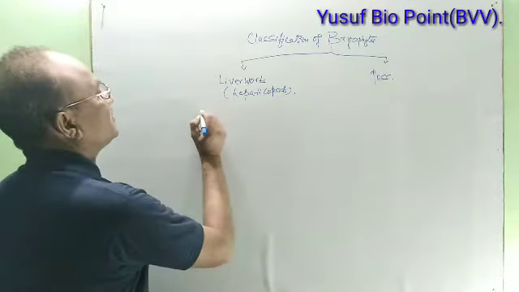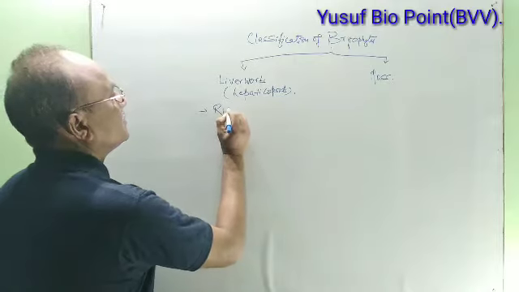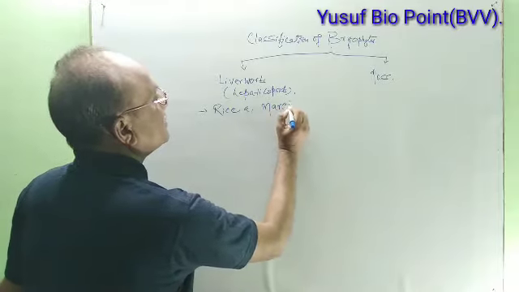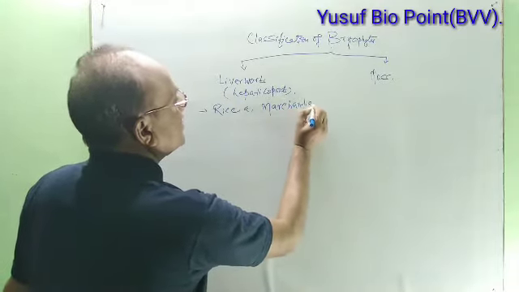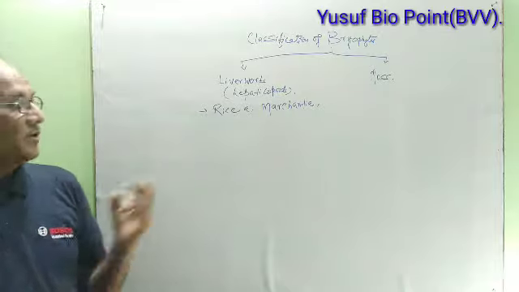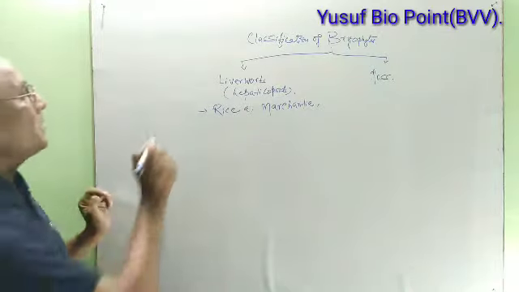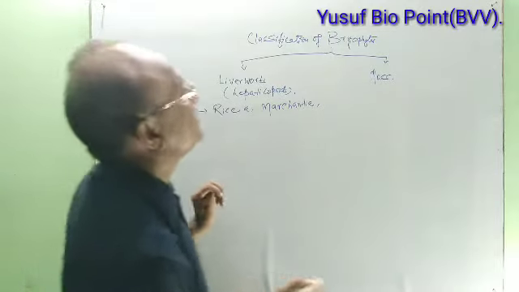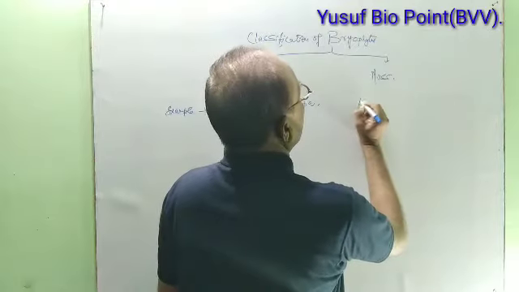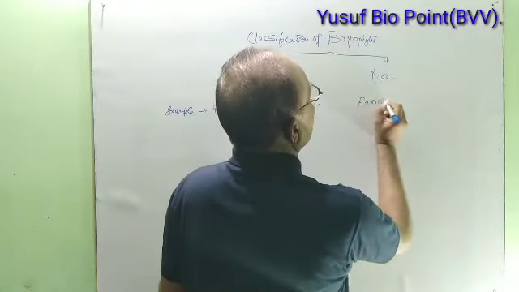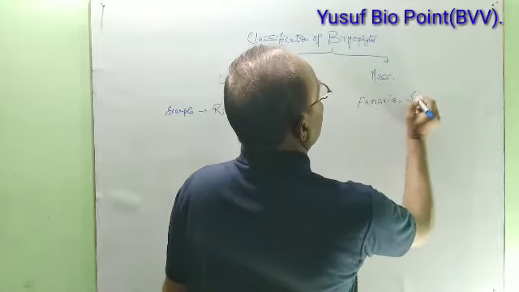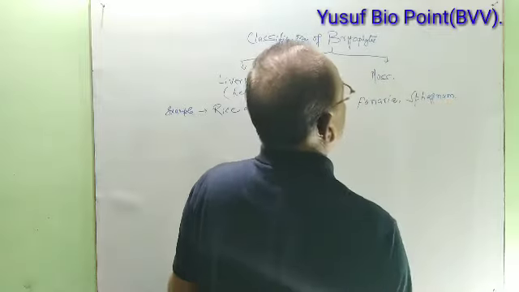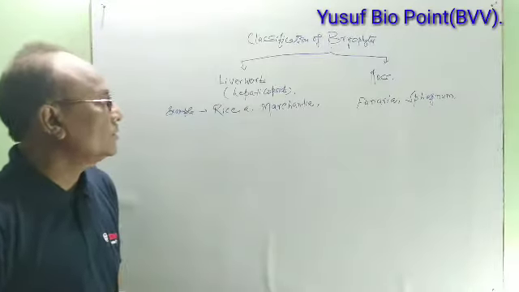The examples of liverworts are Riccia and Marchantia. These are the examples of the liverworts. And the examples of moss are Funaria, Sphagnum, etc.